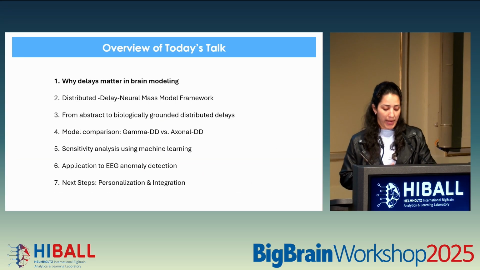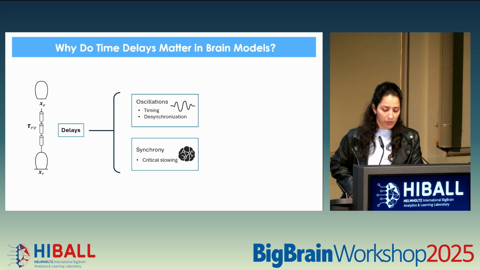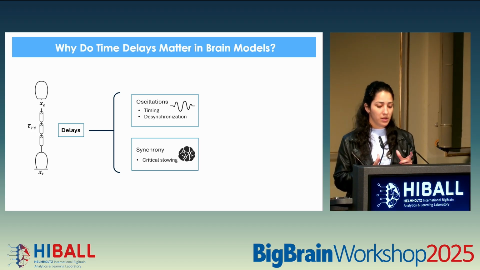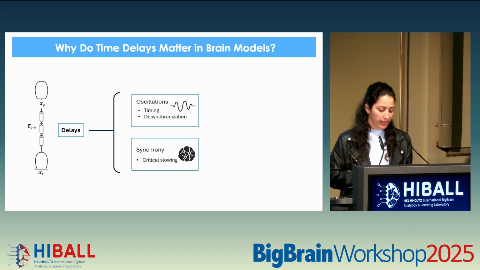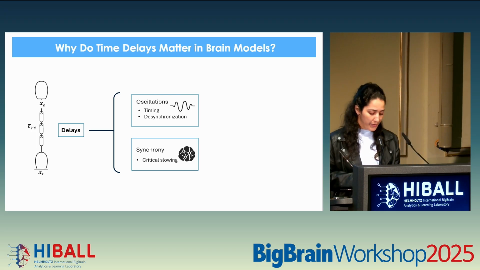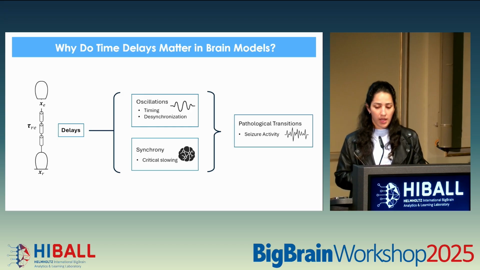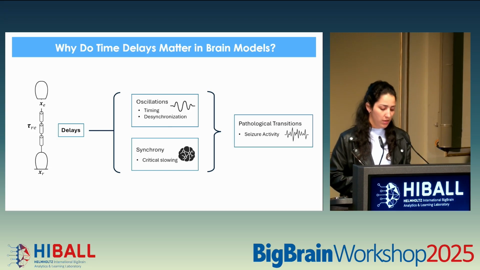So why does delay matter in brain modeling? Let's first define what we understand by time delays: it is the time that some neural masses need to transfer information between them. It has been shown in the literature that time delays are crucial for oscillations and for synchrony, which of course will affect the pathology transitions, and it's very important for determining and studying some seizure activities, like in the case of epilepsy.